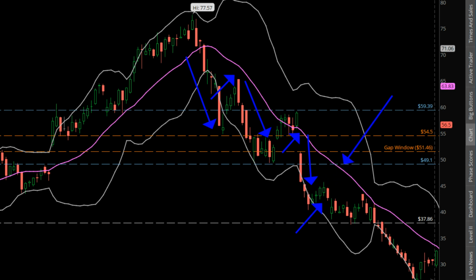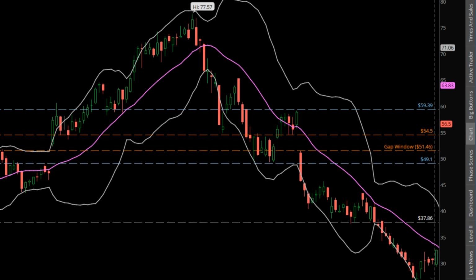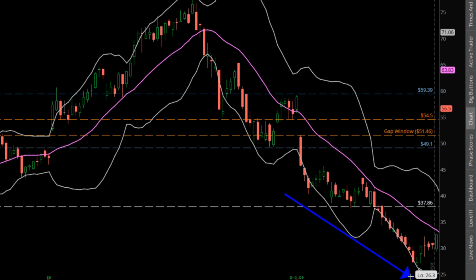I wouldn't even get out on this pullback. I'd be hanging out, because look at how much room there is. That is probably within the bottom 20% of the bottom Bollinger Band range. Super bearish going all the way through here. Look at this, all the way through here, super bearish.